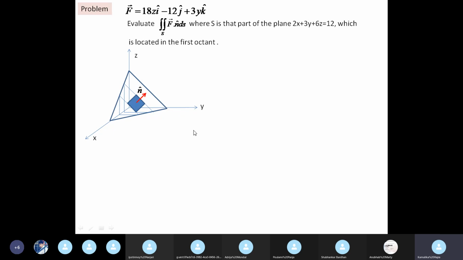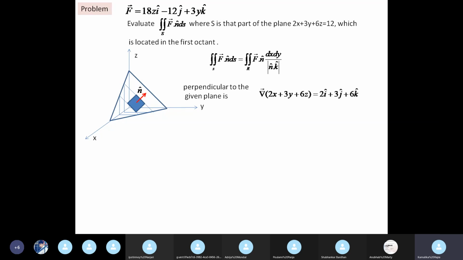All right, so this is the surface, and you have to find the surface integral over this. So f dot n cap ds will be f dot n cap dx dy by n cap dot k cap. Now you have to find the normal to this plane, and I hope you have not forgotten that the normal to any surface is found by taking the gradient. So perpendicular to the given plane is the gradient, and that is 2i cap plus 3j cap plus 6k cap.